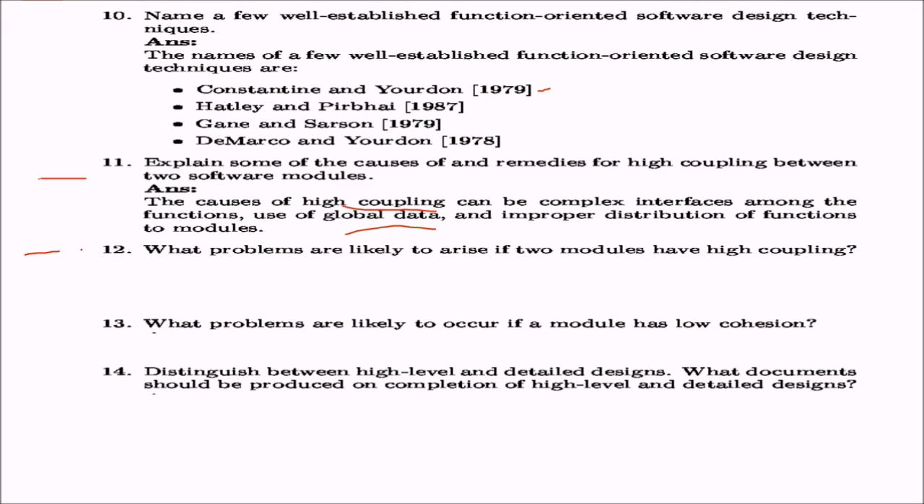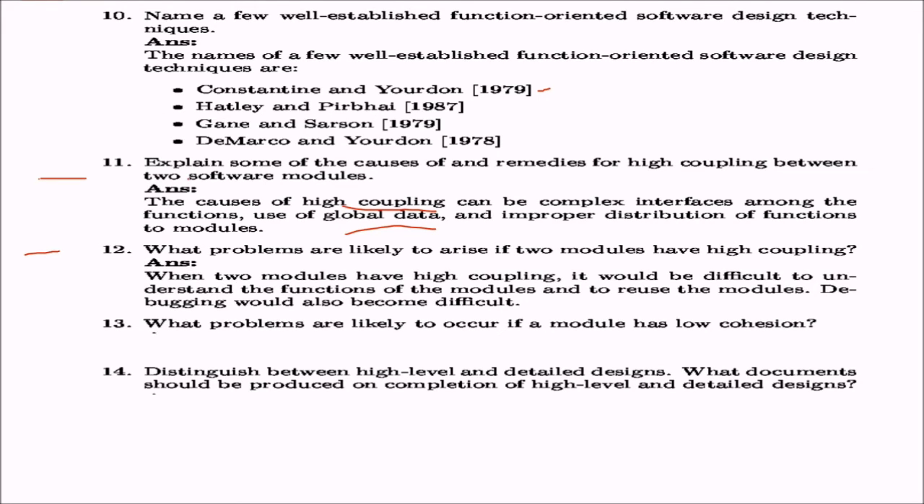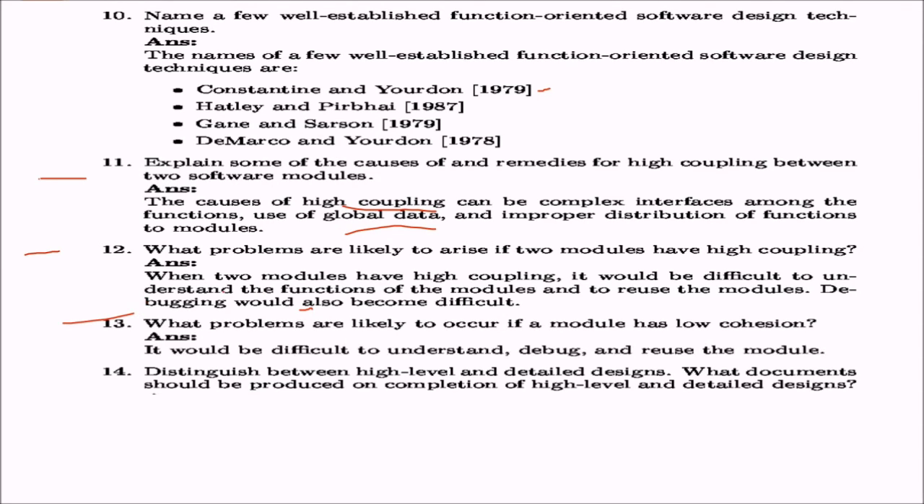Question 12 is: what problems are likely to arise if two modules have high coupling? Again, when you have high coupling, it will be very difficult to understand the function of the modules, and you cannot reuse a module because one module is dependent on another for some work, and debugging is also very difficult. 13 is: what problems are likely to occur if a module has low cohesion? If it has low cohesion, it will be difficult to understand, debug, and reuse the code again.